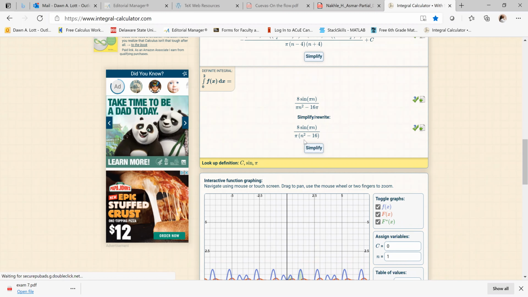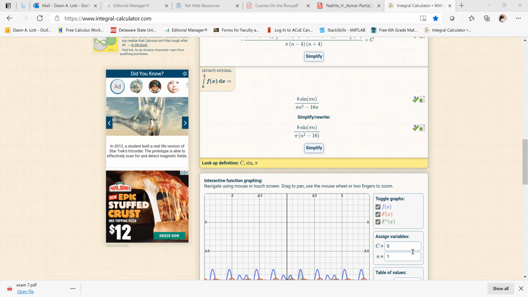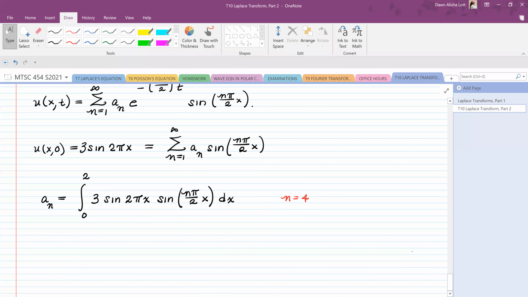Okay? So it's 0 when n is not 4. So that's what I expected. 0 except when n is 4. So this is going to be 3 times just 1 when n is equal to 4 and 0 otherwise.